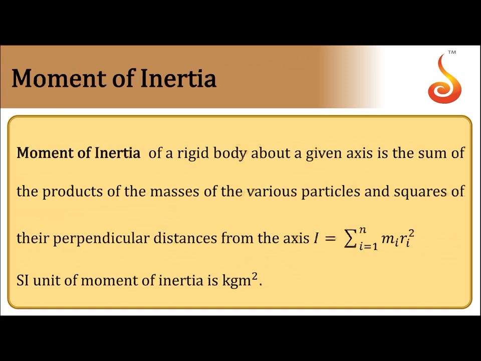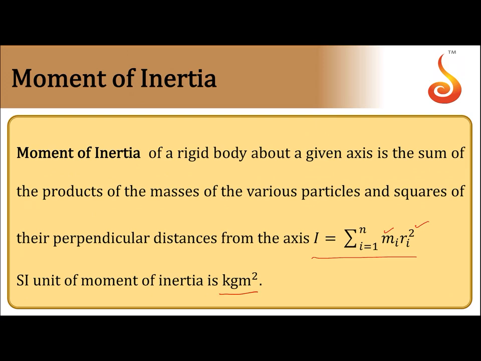Then the next concept is moment of inertia. The moment of inertia of a rigid body about a given axis is the sum of the products of masses of various particles and squares of their perpendicular distances from the axis. If the ith particle of mass mi is at a distance ri from the axis of rotation, then mi ri square gives you the moment of inertia of that particle. For the whole body, it is the summation of all these products from 1 to n. The SI unit of moment of inertia is kg meter square.